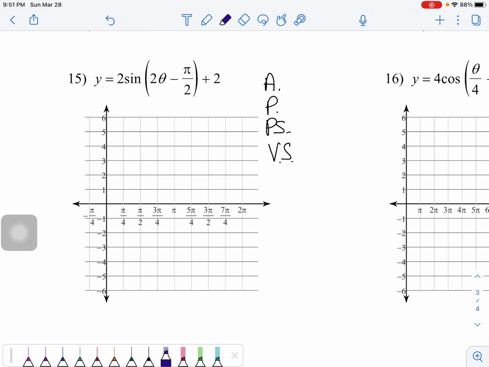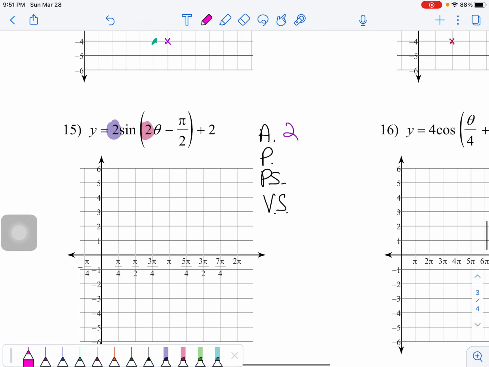So if we start with amplitude, by the way, there's a lot of 2's in this problem. So amplitude is 2. For the period, we're going to deal with the 2 that's the coefficient to theta. And remember, we're going to take our original 2 pi period and divide by 2, which means the period is just pi.